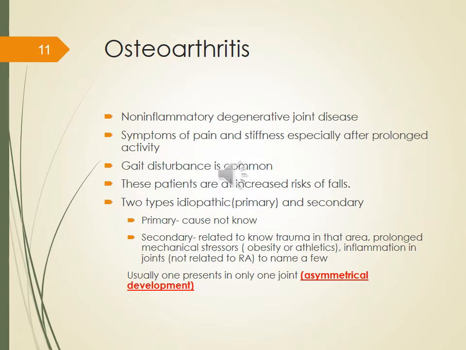There are two types: idiopathic or primary, and then secondary. With primary, there is no known cause, and secondary is usually related to a known trauma in that area. It could be prolonged mechanical stressors like obesity or athletics, or inflammation in the joint, but it's not related to rheumatoid arthritis. And usually it presents in only one joint, so it's an asymmetrical development.